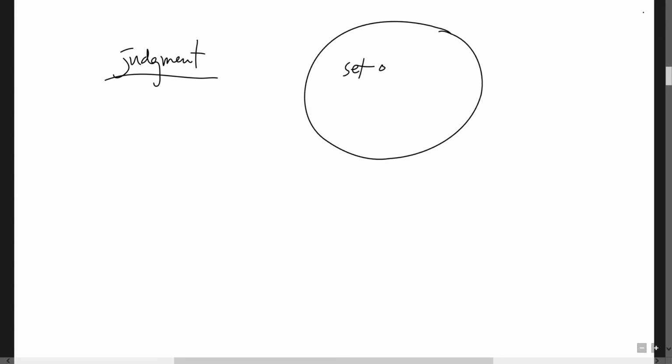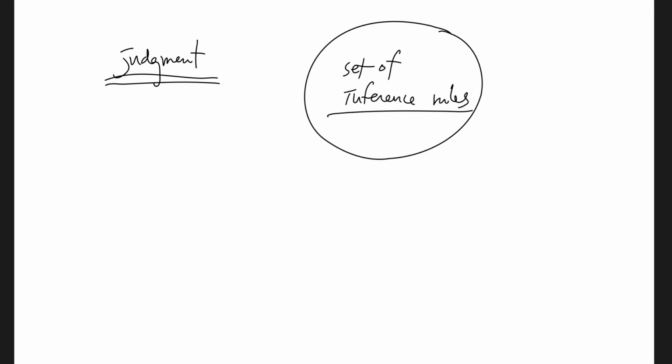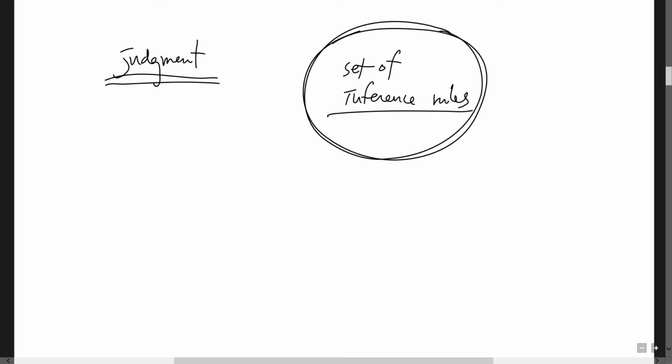So previously, we learned the notion of judgment, and we learned that for this judgment to make sense, we have to provide a corresponding set of inference rules. Without these inference rules, this judgment does not make sense. This time, let us see how to expand this set of inference rules by adding new inference rules, but without altering the characteristics of this system.